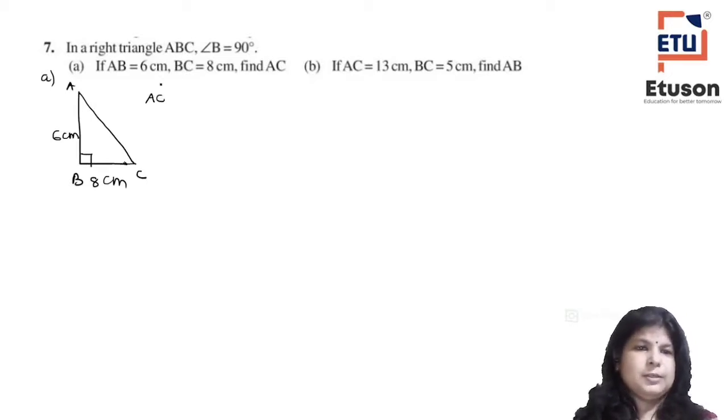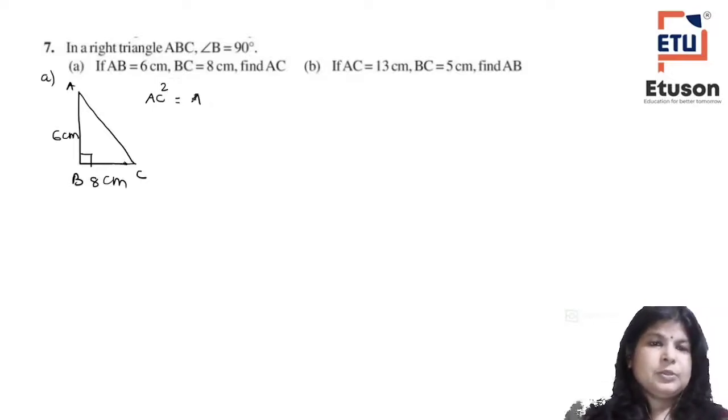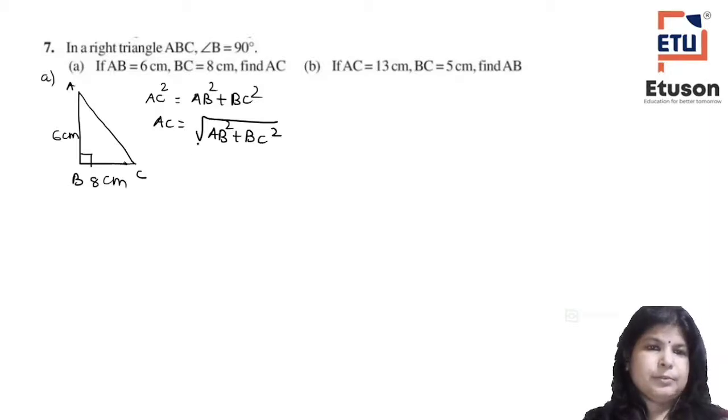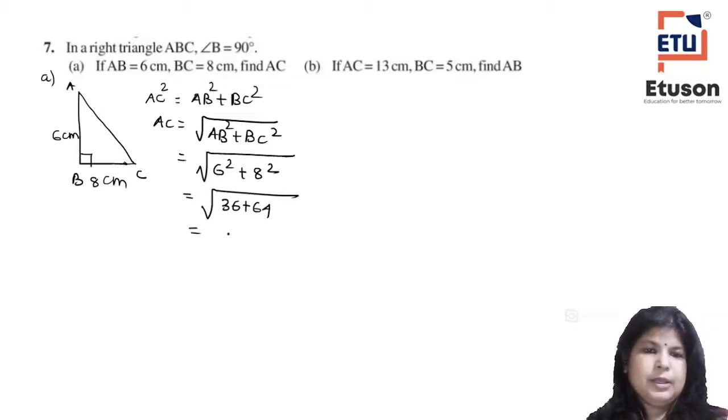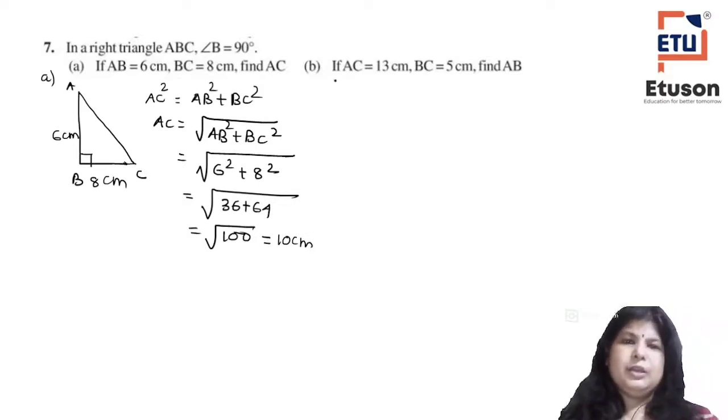We know the Pythagoras theorem. Hypotenuse square is equal to base square plus height square. So AC square is equal to AB square plus BC square. So AC is equal to the square root of AB square plus BC square. So that is equal to the square root of 6 square plus 8 square, that is 36 plus 64, square root of 100, and the value of your AC is 10 centimeter. Correct or not?